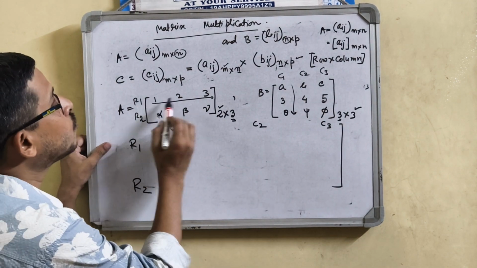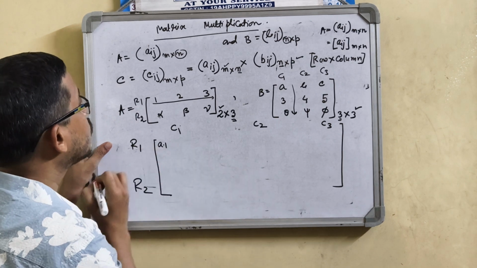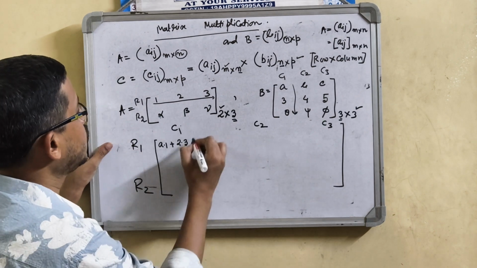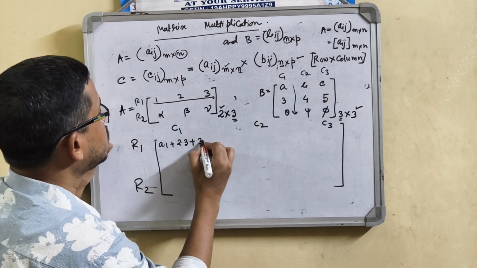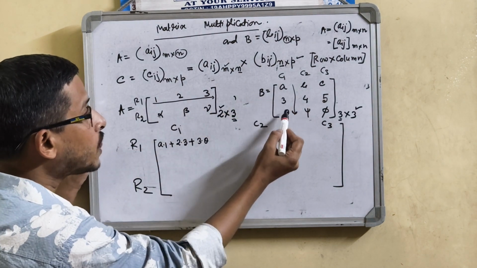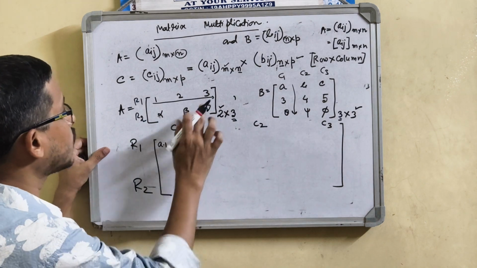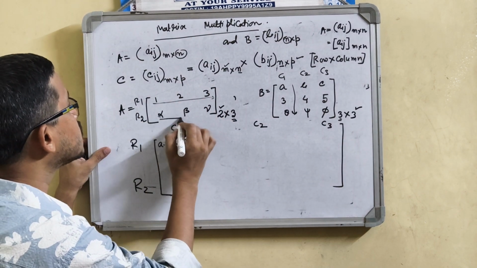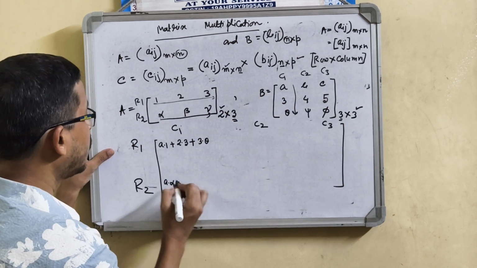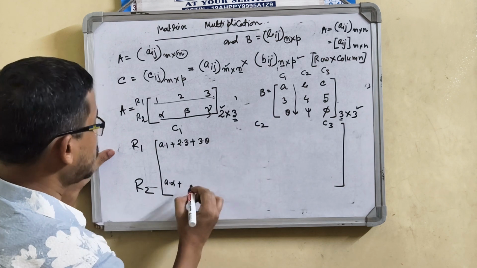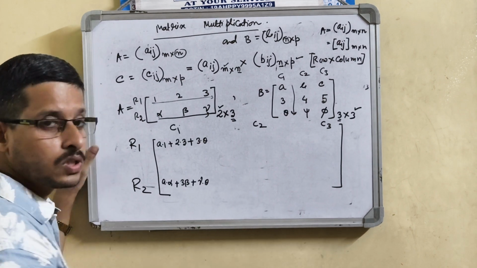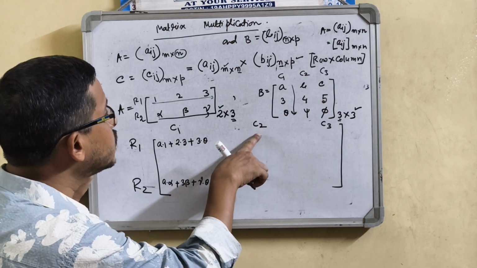Got it? So now 1 into A, plus 2 into 3, plus 3 into theta. That is first row, first column. And now second row, first column. Then we need to multiply the second row, first column: alpha into A, that is A alpha, plus beta into 3, that is 3 beta, plus gamma into theta. Got it?